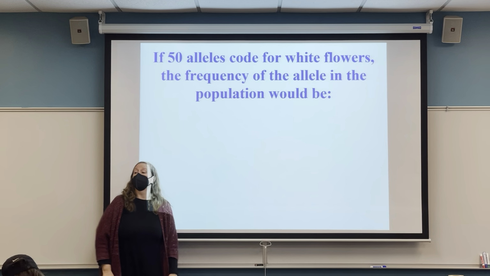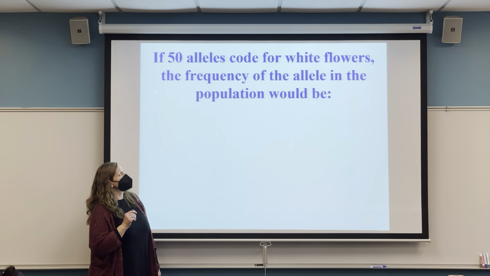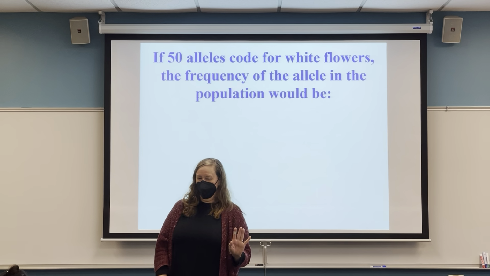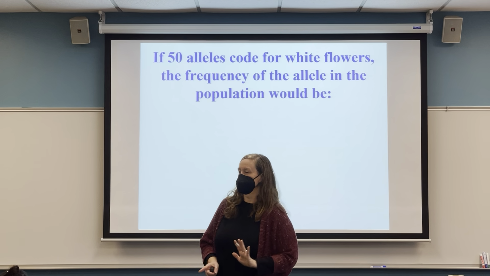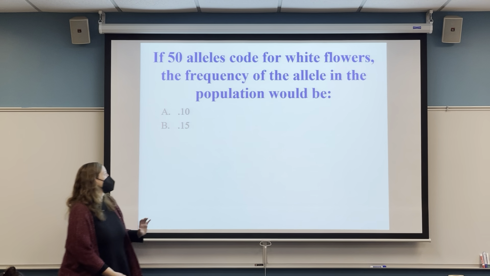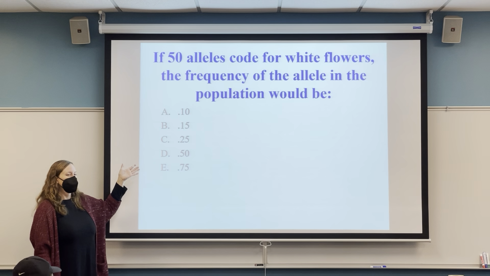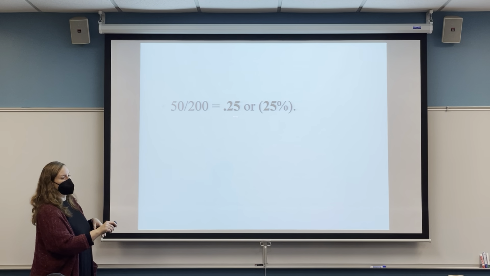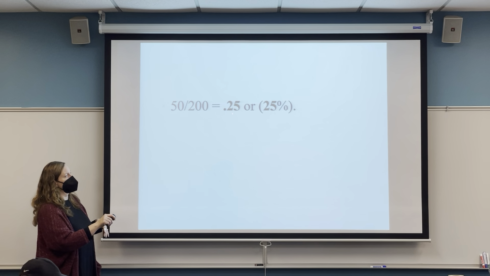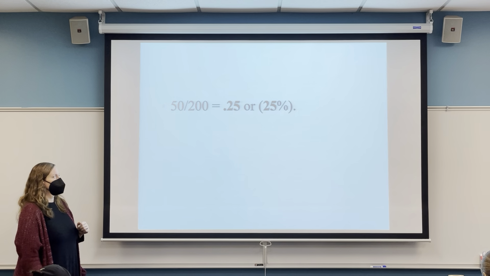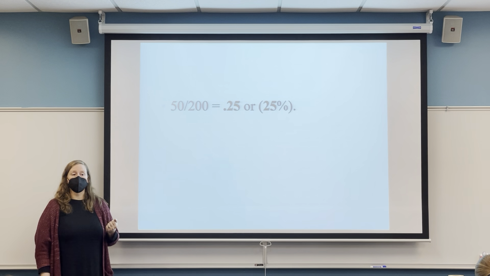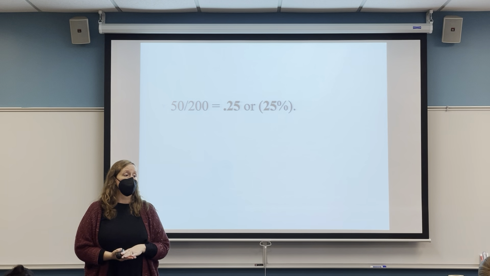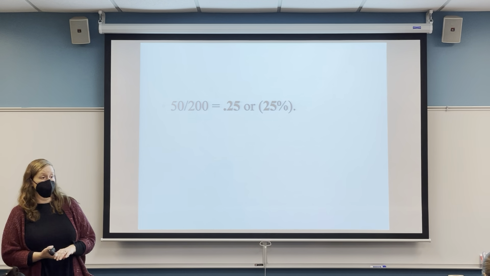If 50 alleles code for white flower color, what's the frequency of white flower color in the population? Remember that you have 50 alleles that are white out of 200 total alleles in the population. So you figure out the percentage: 50 divided by 200 gives you 0.25, or 25%. So that's how you could figure out the allele frequency in a population. Take the number of those alleles, divide by the number of alleles in the population, and that will give you the allele frequency, or the percentage of that allele in the population.